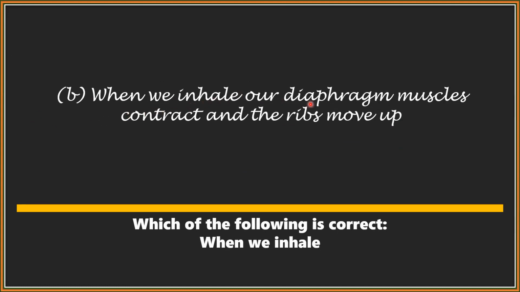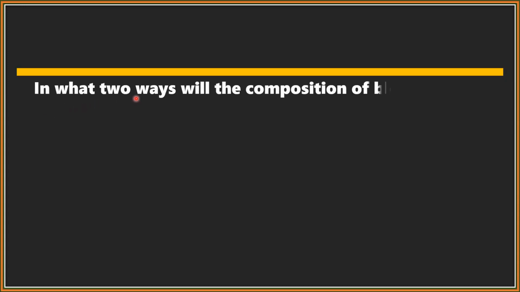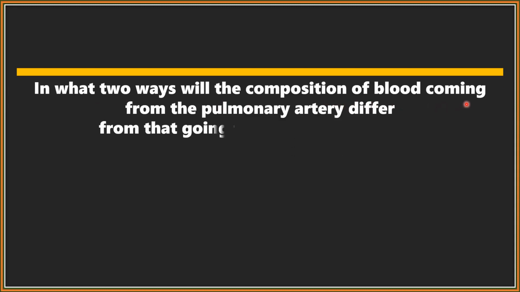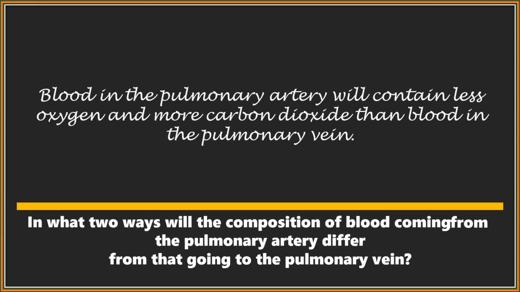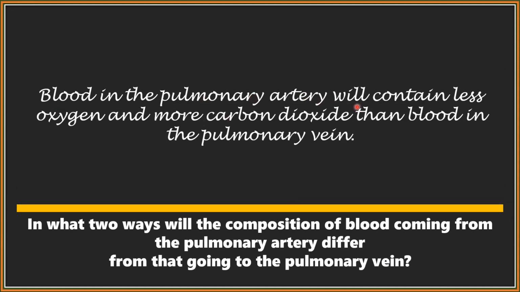When we inhale, our diaphragm muscles contract and the ribs move up. In what two ways will the composition of blood coming from the pulmonary artery differ from the blood going to the pulmonary vein? Blood in the pulmonary artery will contain less oxygen and more carbon dioxide than blood in the pulmonary vein.